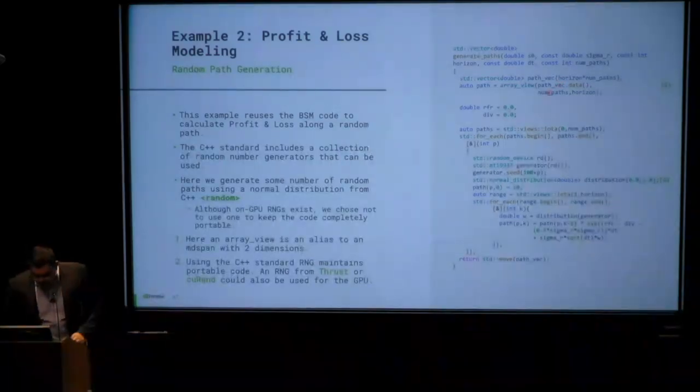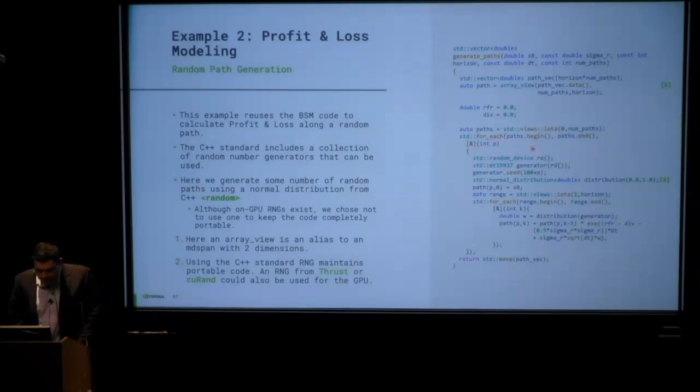What we're trying to emphasize here is, again, we're using our iota on the number of paths, as well as this for each, where this additional metadata from the mdspan was provided so that you don't actually need to calculate that or pass it in yourself, which is a nice convenience.